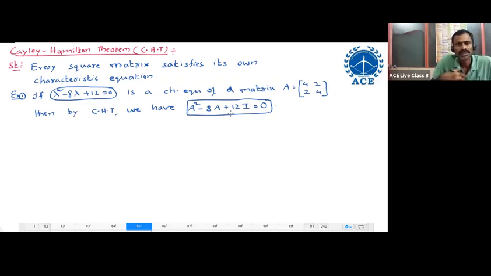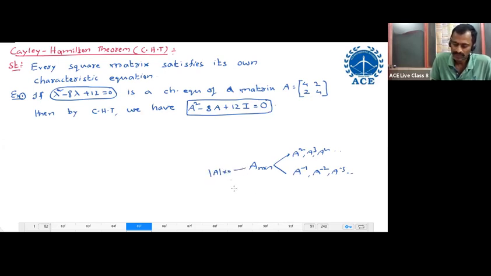From this matrix equation, we try to find the powers of the matrix only. According to the theorem, we can find the powers. If the matrix is non-singular, we can find the positive powers, A power 2, A power 3, A power 4, and so on, and also the inverse. If the inverse exists, we can write A power minus 2, A power minus 3, and so on. Suppose if it is singular, we can find only the positive powers, A power 2, A power 3, and so on.